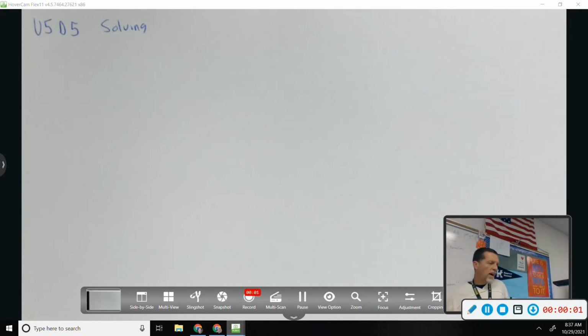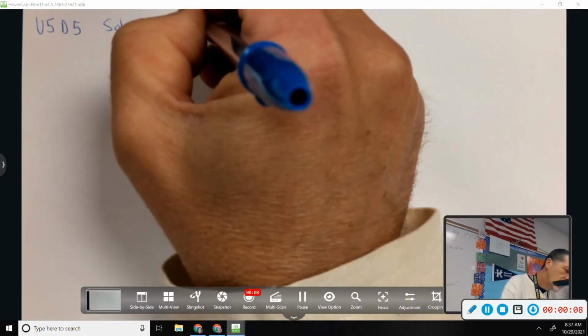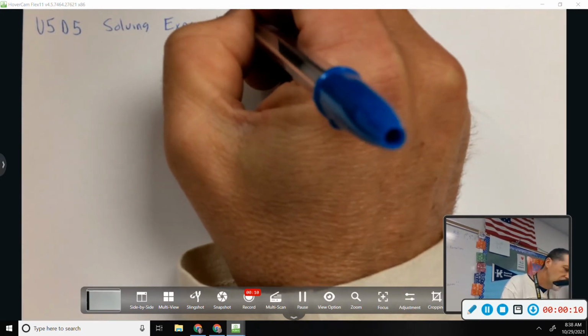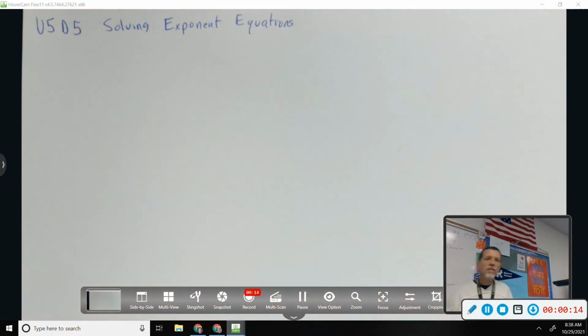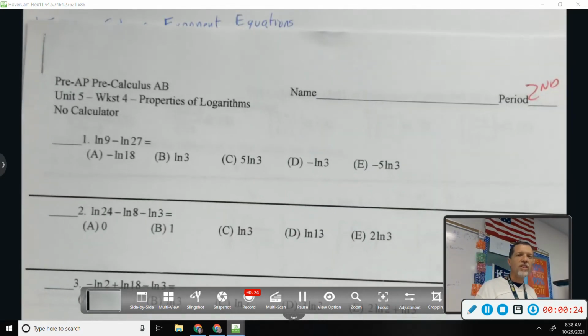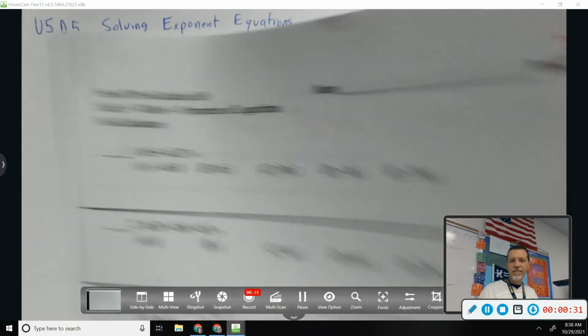All right, Unit 5, Day 5, solving equations. So let's first clarify what we're doing. On that last worksheet, all of those were expressions. We were simplifying expressions. There wasn't an equation to solve. You didn't get x equals anything.